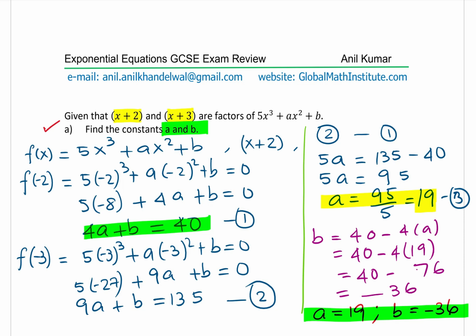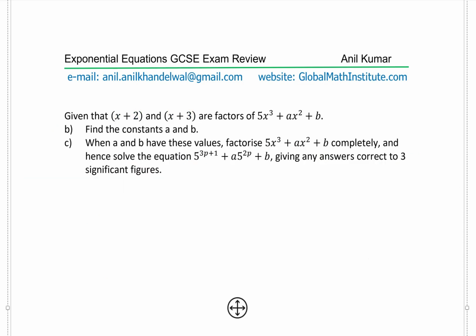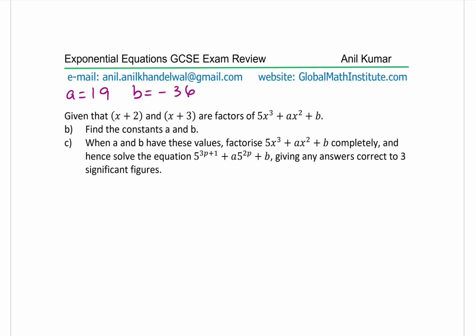Now let's continue and do the next part. So we got a as 19, b as minus 36. So let me write down these values here. So we'll have a as 19 and b as minus 36. Okay. Now the question is that we are given all that. We are doing now part B. Okay, so this is done. This is part B for us.